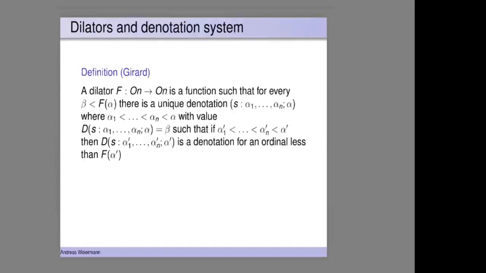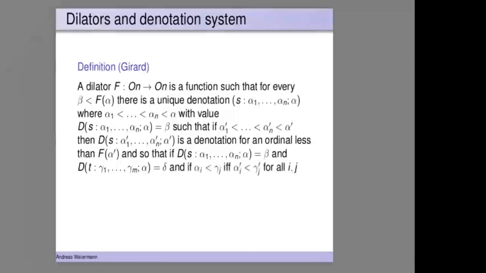Moreover, these parameters behave like indiscernibles. If beta is denoted by s in a sequence of alphas, and if delta is denoted by a term t, alpha and parameters gamma, and if I now replace the alpha i's and the gamma i's by isomorphic copies, and I replace them in the denotations, and if beta is less than delta, then this will stay after switching to the new situation. So what does this mean?